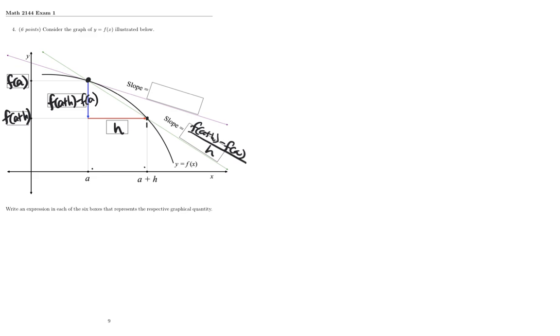And then this slope is equal to the limit as H goes to 0 of f of A plus H minus f of A all over H, which is also equal to f prime at A.